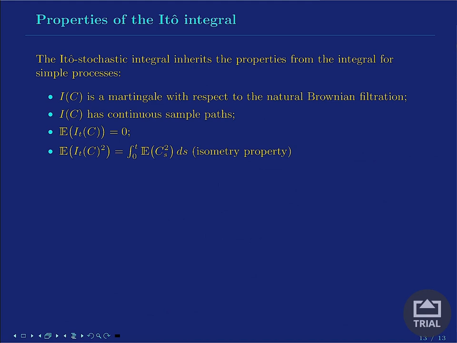Now, as we define the stochastic integral for a general function as the limit obtained from simple processes, or stochastic integrals for simple processes for which we already have properties, the properties simply carry over to the general case. So in particular, this integral of the function c is a martingale with respect to the natural filtration. It has also continuous sample paths, it has mean zero, and the variance is given by this expression, so the integral over the second moment of the function cs.